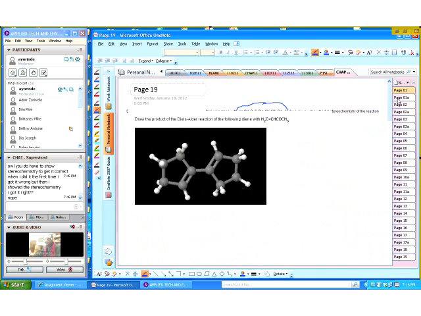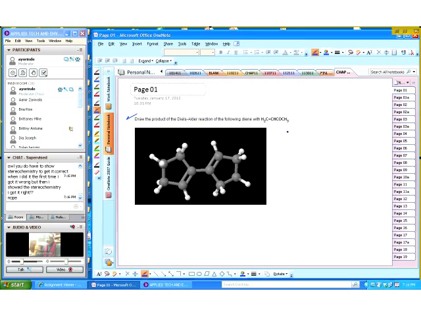Okay, supposing I give you this. Supposing we have that. Eric, go ahead and read this question for us. Draw the product of the Diels-Alder reaction of the following diene with CH2=CH-C(=O)-O-CH3.